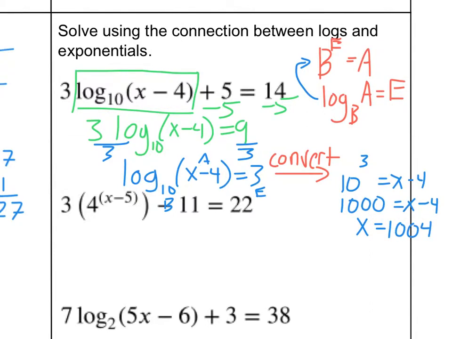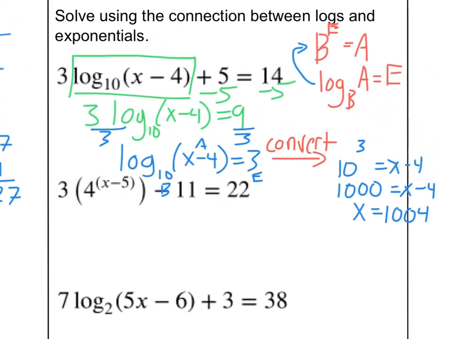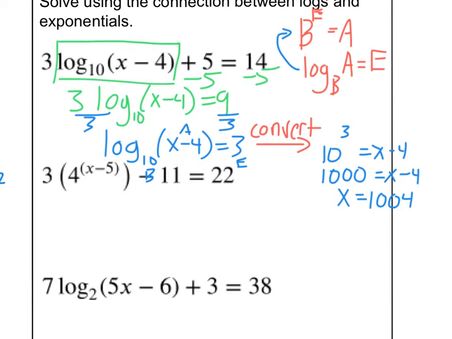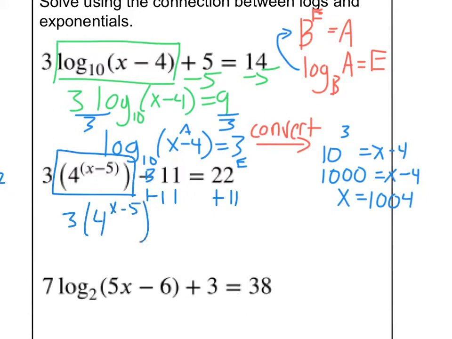All right, then next up, I'm going to go to the next one because it's an exponential. 3 times 4 to the x minus 5, and then that looks like a minus 11. I kind of wrote over that, so I'm going to box that. That's what we're trying to get by itself. I'm going to add 11 to both sides, and we get 3 times 4 to the x minus 5 is equal to 33. Okay, now I'm going to divide by 3. 4 to the x minus 5 is equal to 11.